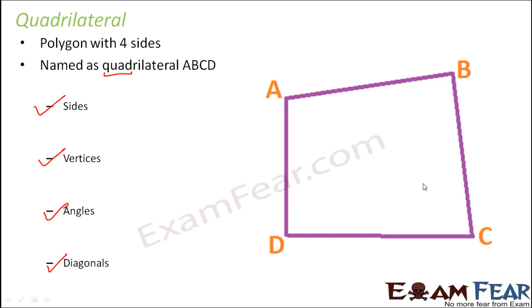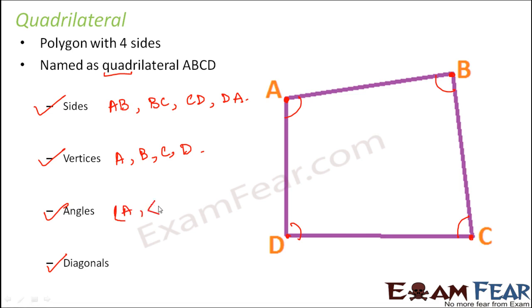So here on the screen, we have a quadrilateral ABCD. Can you name the sides of this quadrilateral? Of course, the sides would be AB, BC, CD and DA, the 4 sides of the quadrilateral. What are the vertices? The 4 points where any 2 sides meet. So these 4 points are point A, B, C and D. What are the angles? Here angle A, angle B, angle C and angle D. So these are the 4 angles of the quadrilateral.